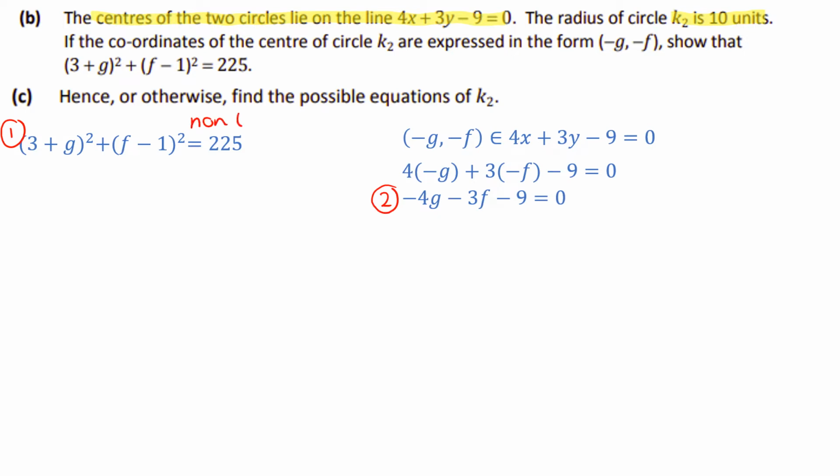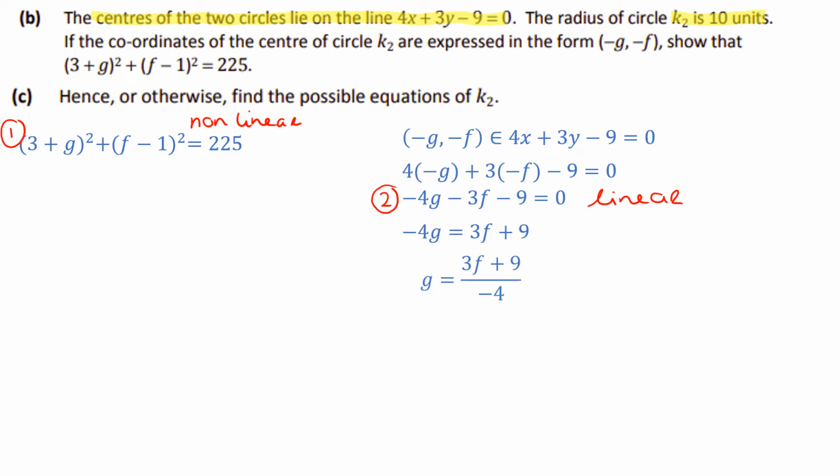Notice that I have a nonlinear here and a linear over there. To follow our method from algebra of how we deal with linear and nonlinear, we take our linear and we isolate one of the terms. It doesn't matter, both of these are nearly as difficult as each other because they both have coefficients. So I'm going to isolate my g. So minus 4g is equal to 3f plus 9, and I get g is equal to 3f plus 9 all over minus 4. If you have minus 3f minus 9 over 4, that's absolutely fine as well.